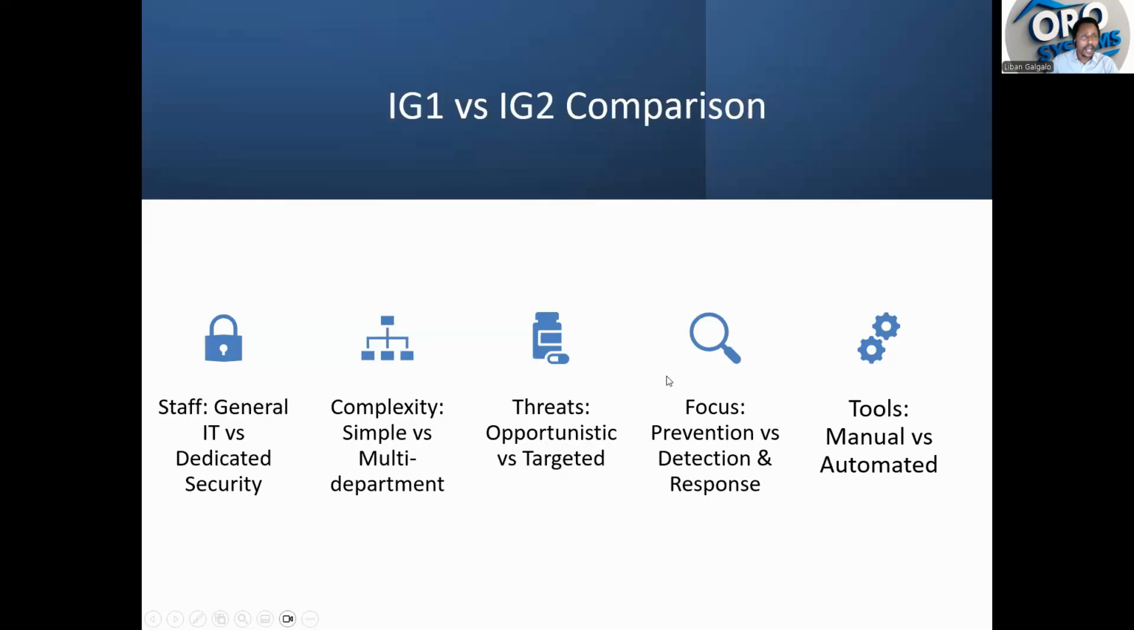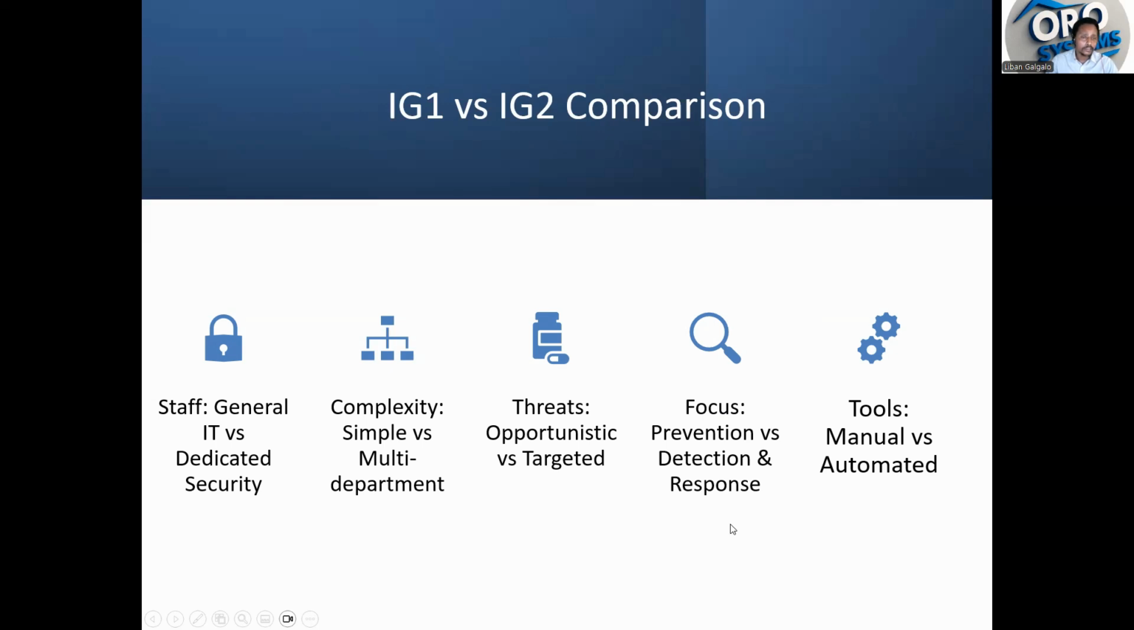So what is the difference between IG1 and IG2? The first thing is staff. Generally, IT versus dedicated security. So IG2, they have the IT department, they have their own IT team that is able to detect or respond if there's any issue. The complexity is simple versus multi-department, because IG2 can apply to different departments. They have more. The threat opportunity versus the target. So that's another factor that differentiates between them.